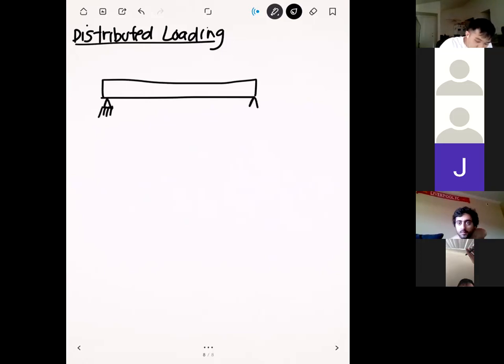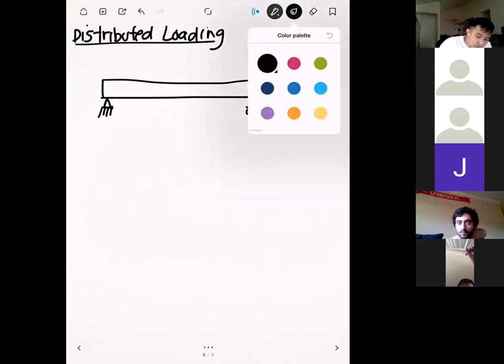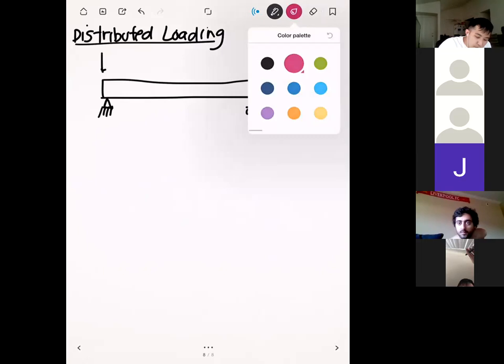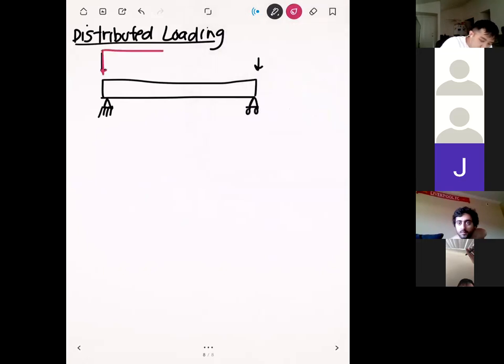And so let's say that we have a simply supported beam. Normally, when we would have a force, we would have them be applied at our nodes right here. But a distributed force would look something like this. And so it would be a force that would be evenly distributed all throughout the beam.